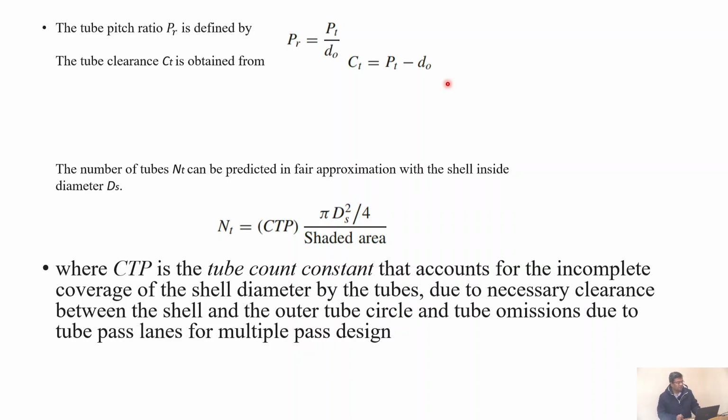Now we are doing all these things, but we can get the number of tubes also. For a particular shell and tube arrangement, we want to get the number of tubes. So to get the number of tubes, we use a tube count constant multiplied by this thing.